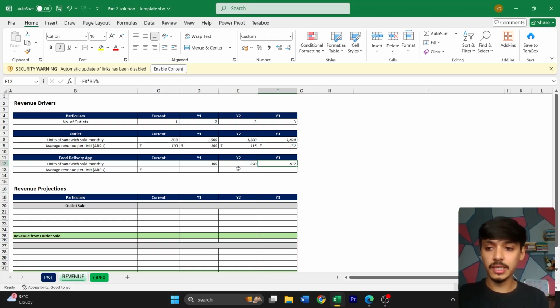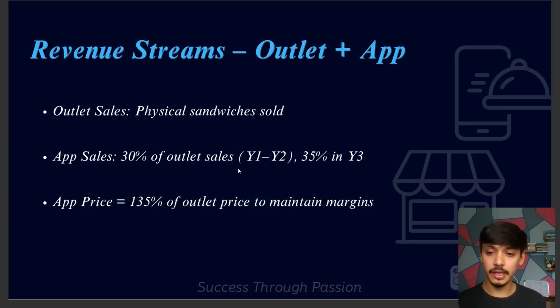Now we will see the assumption for pricing. The app price is 135% of the outlet price to maintain margin. When you are trying to expand your business through application based delivery, you have to pay some additional commission to the app on which you are selling your product. The most popular apps like Zomato and Swiggy charge around 20 to 25% as their own commission when you sell on their application.